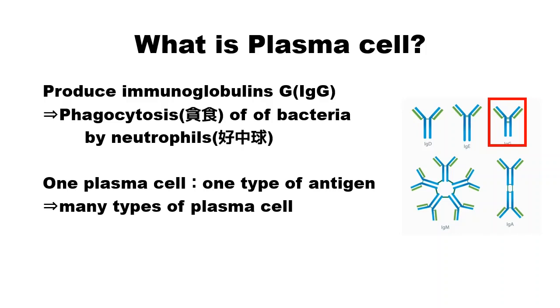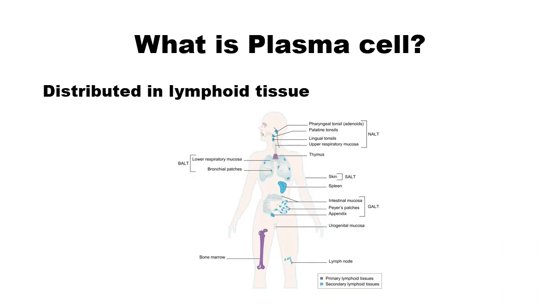Immunoglobulins produced by one plasma cell respond to only one type of antigen. Therefore, numerous types of plasma cells exist. Plasma cells are distributed in lymphoid tissues throughout the body.